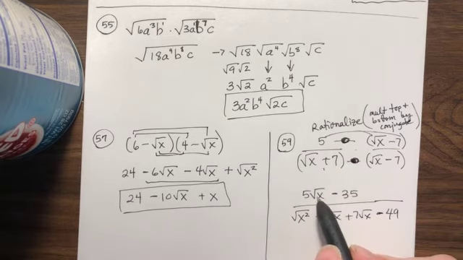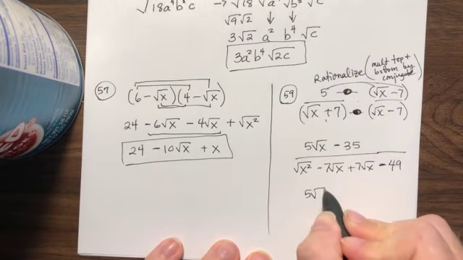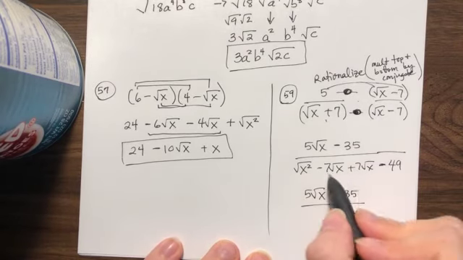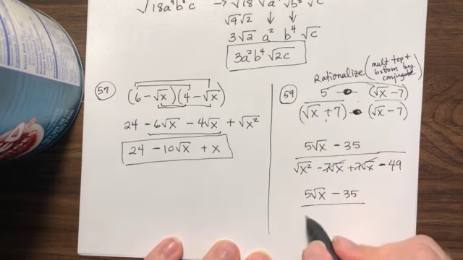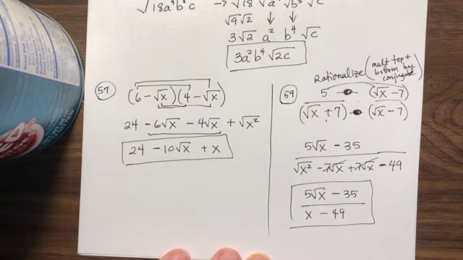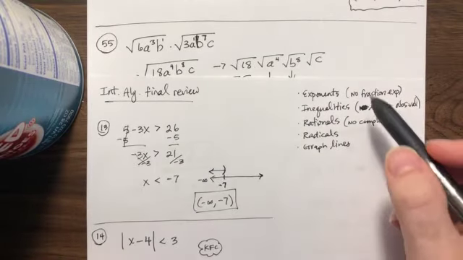Nothing to do up here. This is a square root, this is not, so they don't combine. So we're just going to rewrite it: 5 square roots of x minus 35, like so. And then down here, look at that. Negative, positive, they cancel each other. And this comes out as x. And that's the answer.